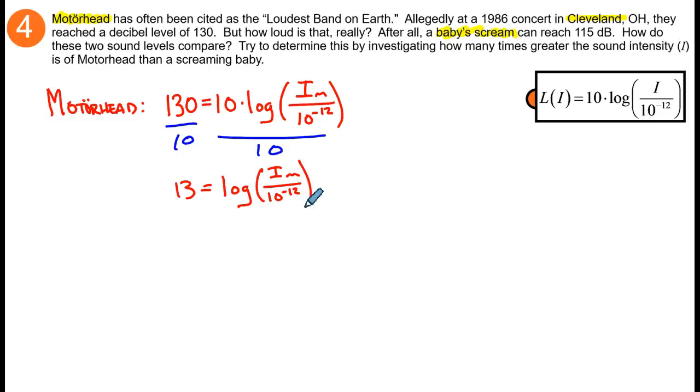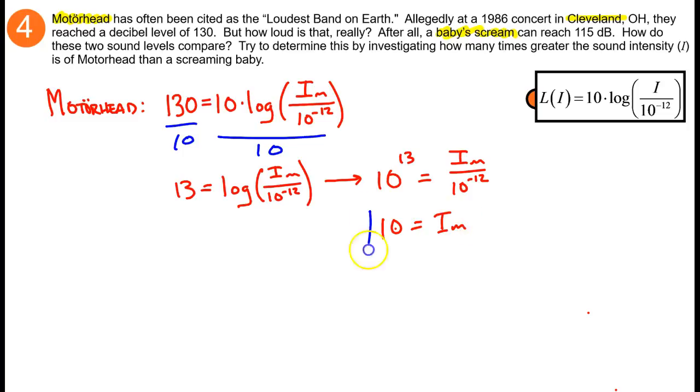At this point, I'm going to rewrite this one as an exponential. I've said this enough times now that I hope it's starting to stick. Any logarithmic equation can be rewritten as an exponential. So this means that 10 raised to the 13th power equals the sound intensity divided by 10 to the negative 12th. If you multiply both sides of this equation by 10 to the negative 12th, you're going to get 10 equals the sound intensity of Motorhead.